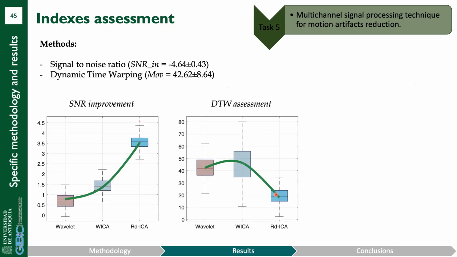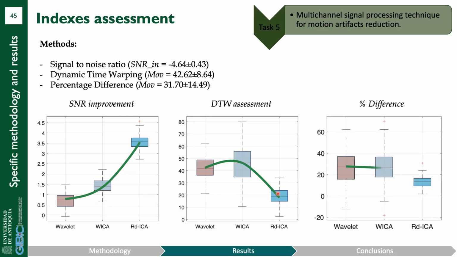Also, we measured the dynamic time warping, which measures the difference between a problem signal and a reference signal. We compare the ECG signal acquired at rest with the denoised signal, and we found that our method obtained the least difference between them. And also evaluating the percentage difference between the characteristics, we found that our method presents the best result.